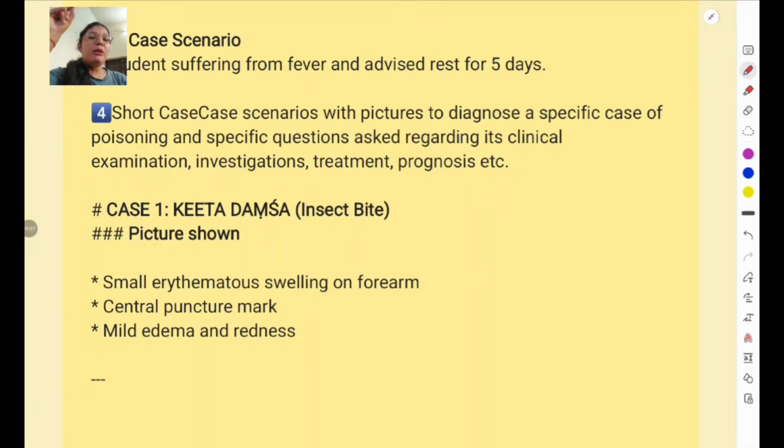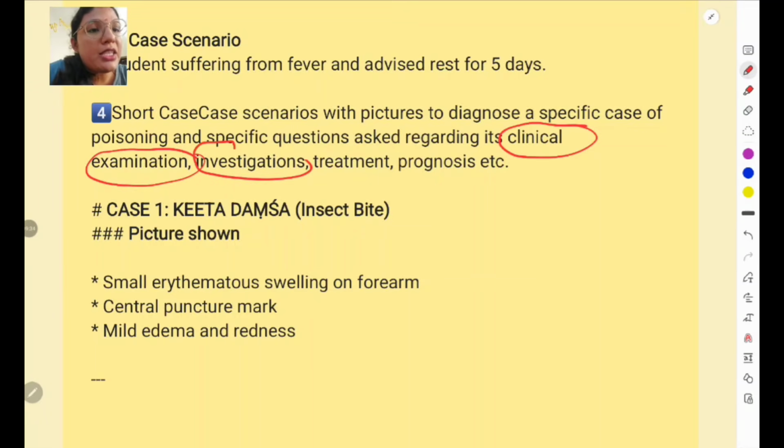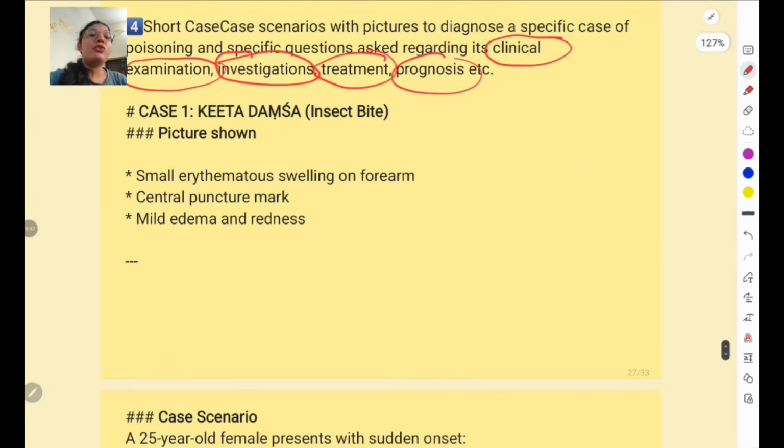There may be 1 or 2 short case scenarios along with a picture, and you have to diagnose a specific case of poisoning. It may be Sarpa Visha, Luta Visha, or Vrishchika Visha, and you have to answer that specific question. The questions are also written here. First, which clinical examination you will do to confirm it. Then what are the major investigations, what is the treatment, what is the prognosis, and they can ask the differential diagnosis also.